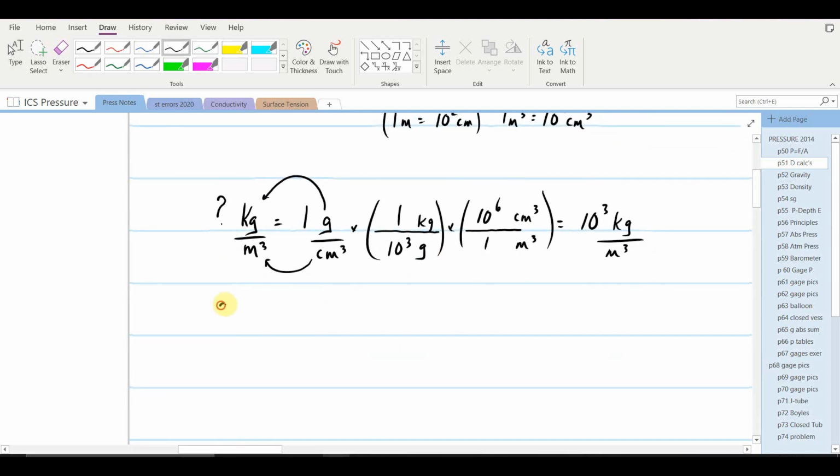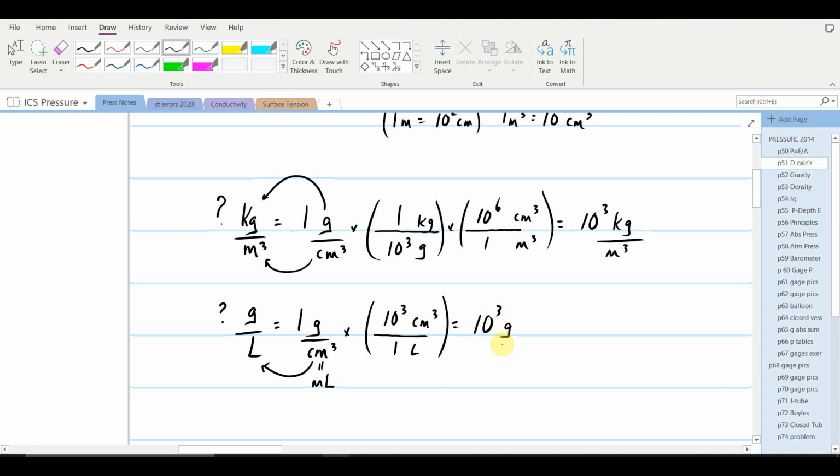Next we have how many grams per liter is 1 gram per cubic centimeter. All we have to do is convert from cubic centimeters to liters, and a cubic centimeter is identically the same as a milliliter. So simply a factor of 1,000. There are 1,000 cubic centimeters or milliliters in a liter. So that's 1,000 grams per liter is the mass density of water.